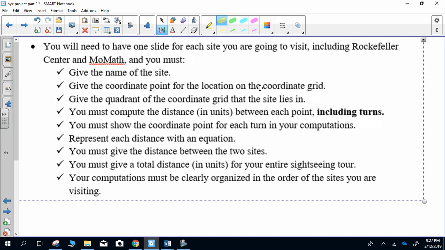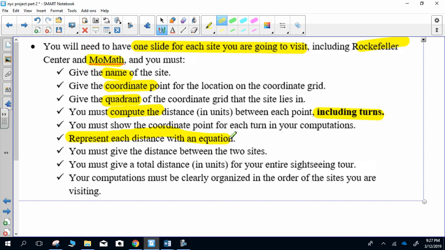You've got to have 1 slide for each site you're going to visit. So that means you're going to have 8 slides in all, or 9 slides in all. So you're going to have a slide for Rockefeller Center, you're going to have a slide for MoMath, and then you're going to have a slide for 5 other places that you're going to go. On each slide, you're going to give the name of the site, the coordinate point of the site, the quadrant that it is in, then you're going to do the distance. You're going to have your turn point, like we did on the practice we did. And then you're going to write your absolute value equation.